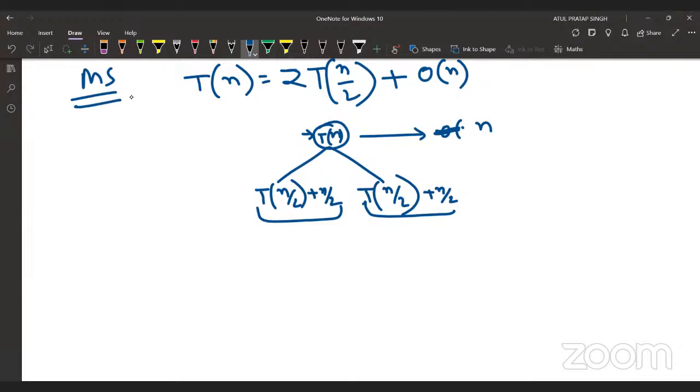If we add all these, n by 2 plus n by 2, it will become n at each level. So this is level 0, this is the first level, and this is the second level. Once again, we will call this divide and conquer operation, once again n by 4.